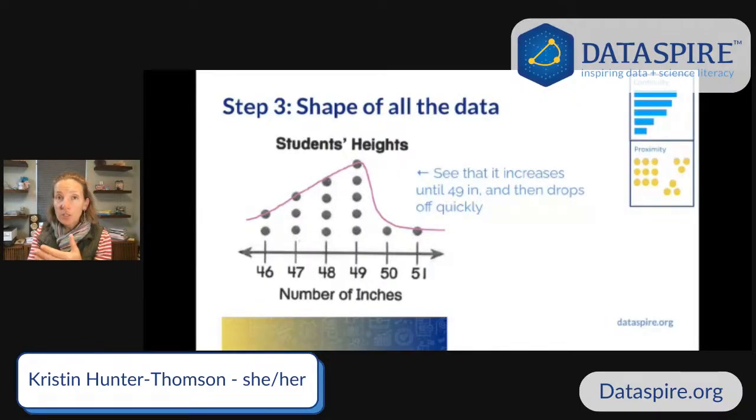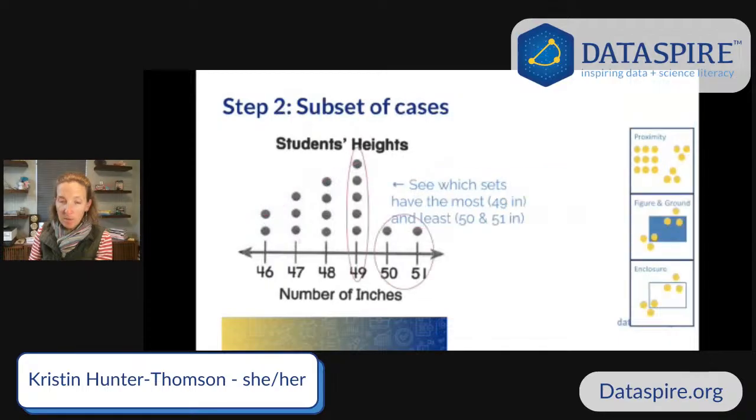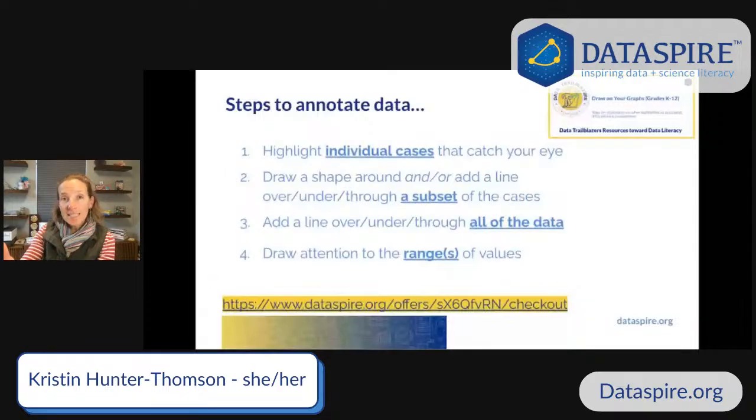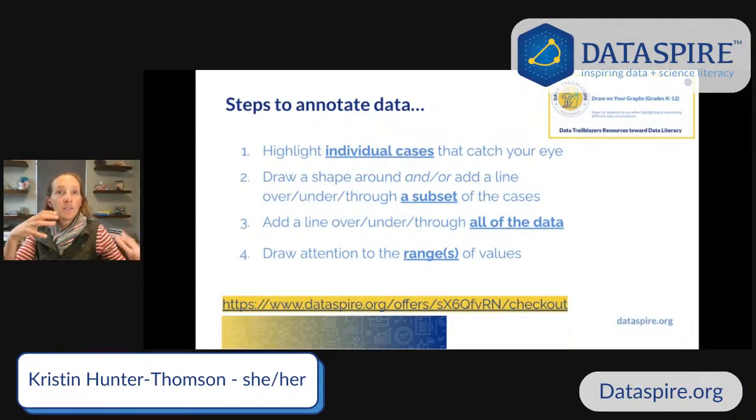So what we're doing here is a variety of different things. We're giving them a pathway to follow with these 4 steps of annotating the data. We're giving them a routine to use and to practice, and we're giving them ways to see different parts of the data and the patterns, getting their eyes directed towards the kinds of things we pay attention to when we are working with the data.